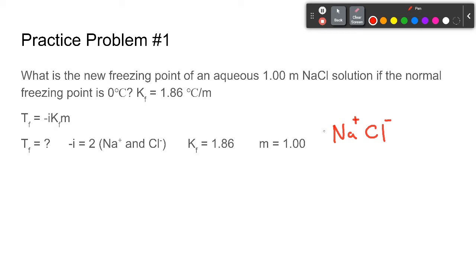That means we have this ion right here, that's one of them. And we have this ion right here, which is 2 of them. So we have a total of 2 ions. That's why we've written 2 right here for our Van't Hoff factor. Our Kf is what I gave to you in the equation here, which is 1.86. And then our molality is 1. Again, I've given that to you in the equation.